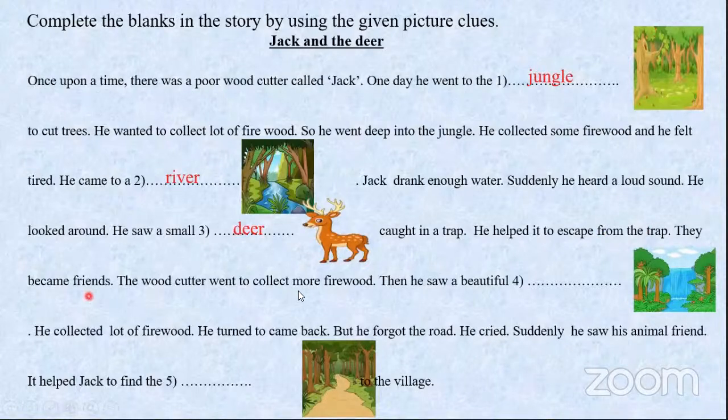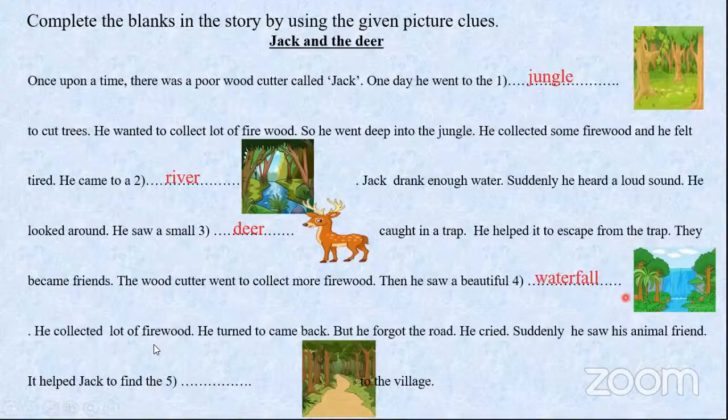The woodcutter went to collect more firewood. Woodcutter ගියා තව ටිකක් දර එකතු කරගන්න. Then he saw a beautiful waterfall. You can see a picture of a waterfall. So the answer is waterfall. Then he saw a beautiful waterfall.